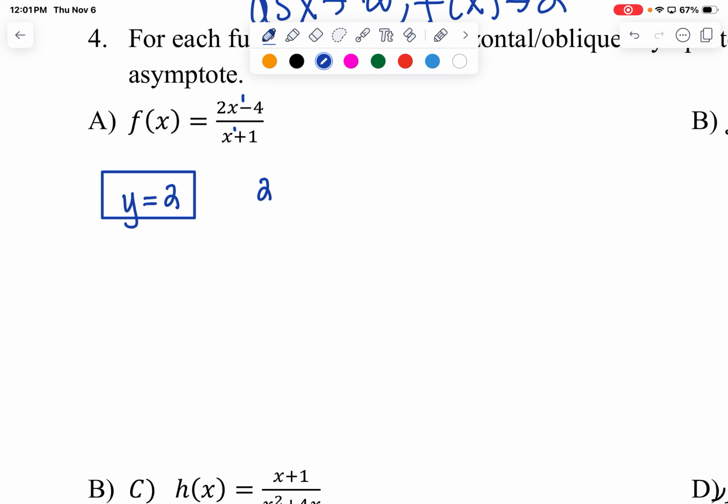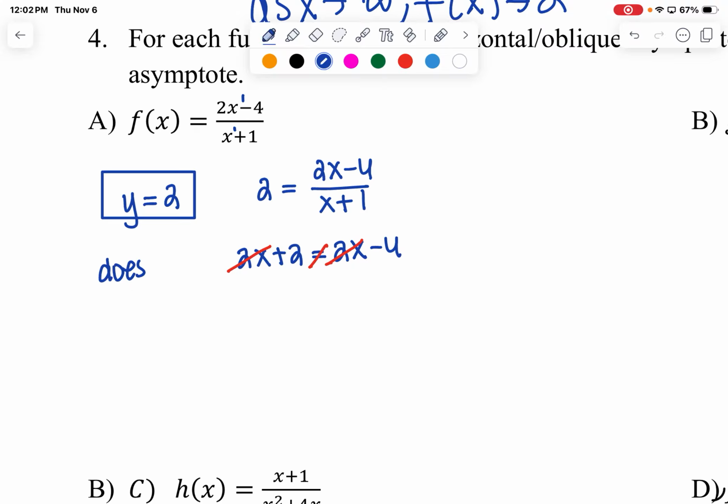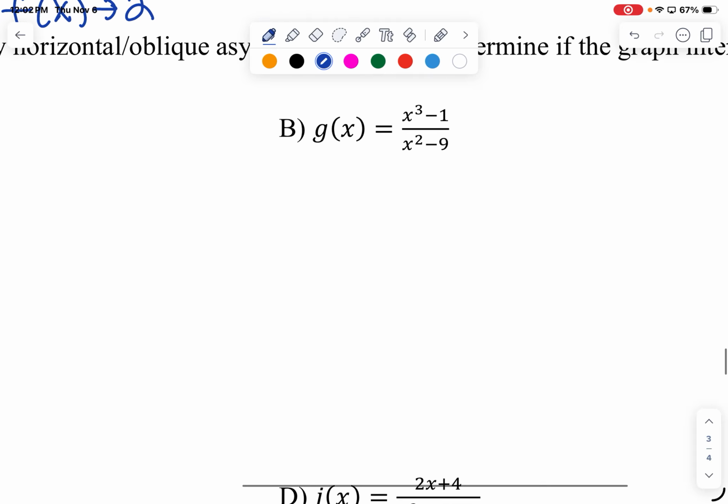So I'm going to set my asymptote equal to my function. Solving this, I'm going to multiply both sides by 2x plus 1. And I get 2x plus 2 is equal to 2x minus 4. When I go to solve that, subtract 2x from both sides, both of these cancel. I'm left with 2 equals -1, which is not true. And I don't have any x's left, so this does not cross the asymptote. Does not cross. Good?